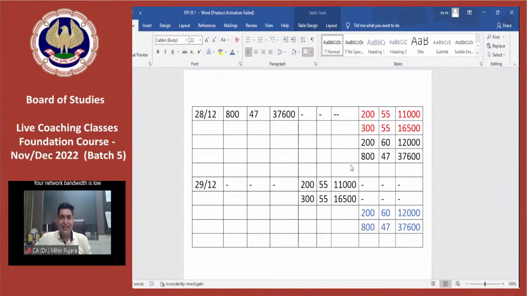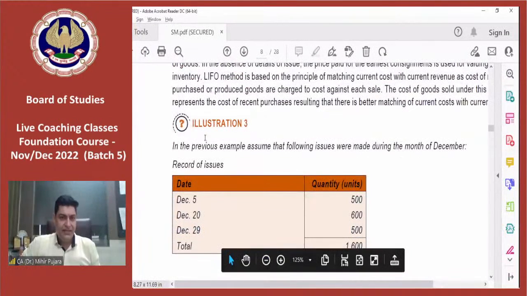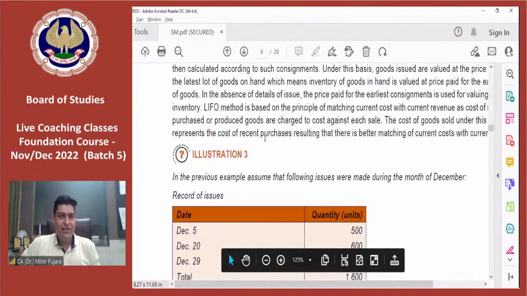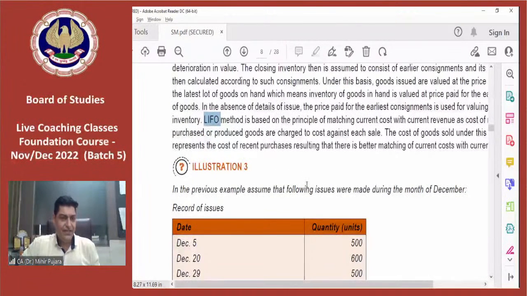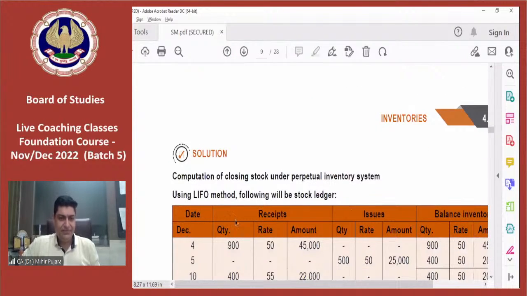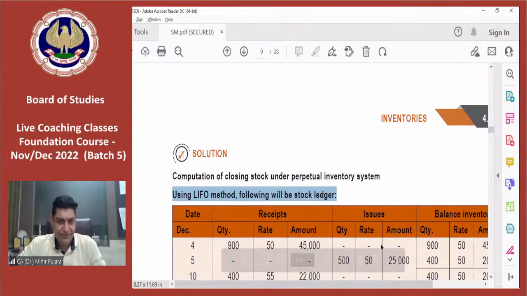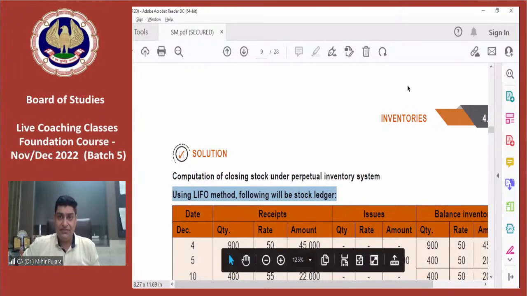Okay, guys. Now, question number C, 3. And this 3 we are doing with LIFO method. Using LIFO method, right? So the format of register will remain same. But now the issue will be from the latest purchases. Okay. Latest purchases. So how it will be done?